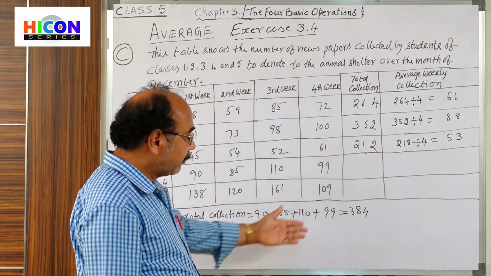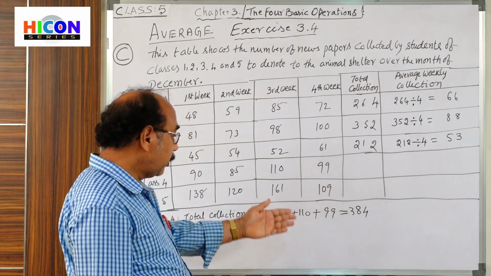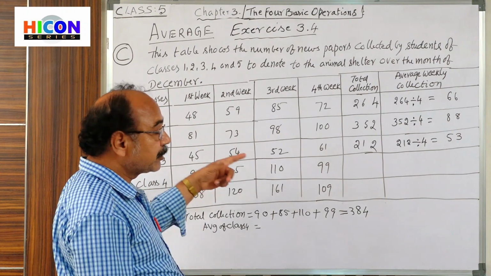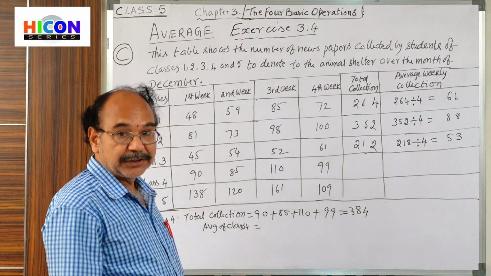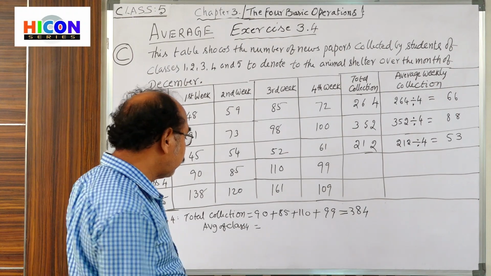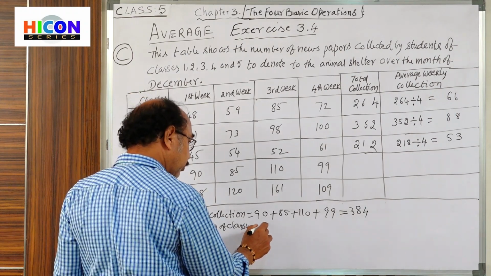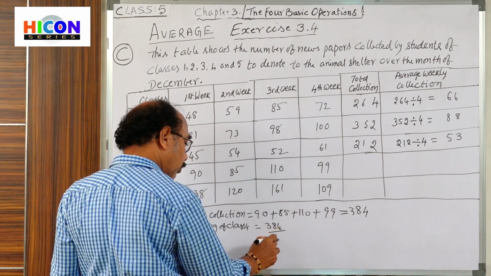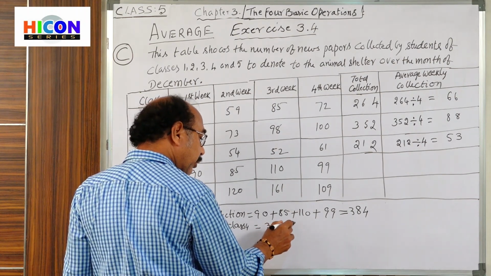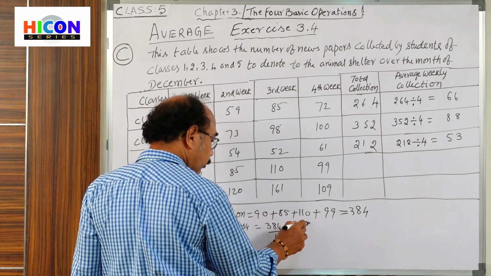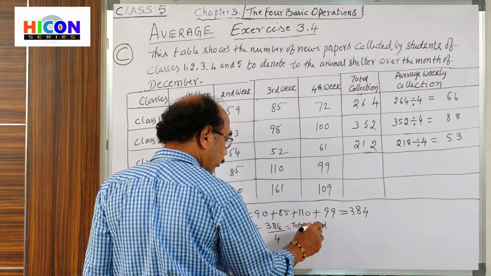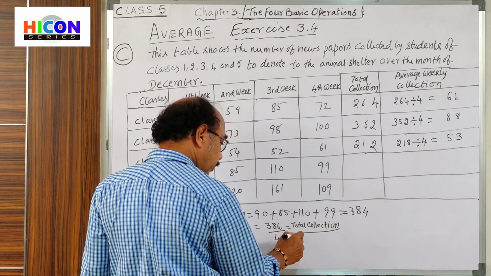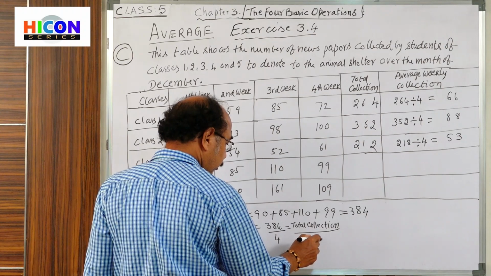Average means we divide the total by 4. Why? Because it is 4 weeks, no? For the 4 weeks average, how can we calculate? We divide the total 384 by 4. The 384 represents what? Total collection, divided by the number of weeks.